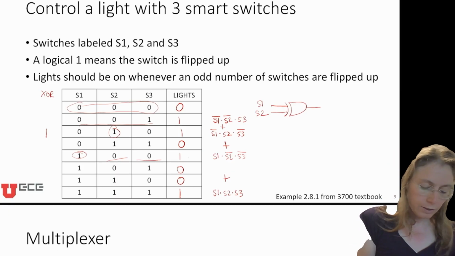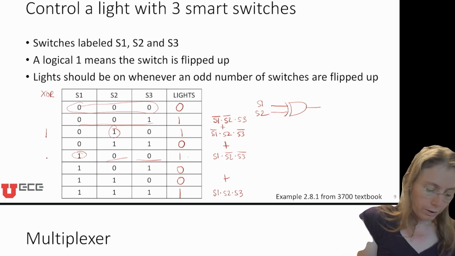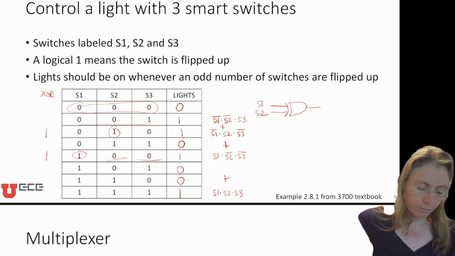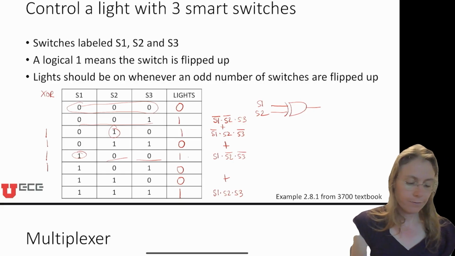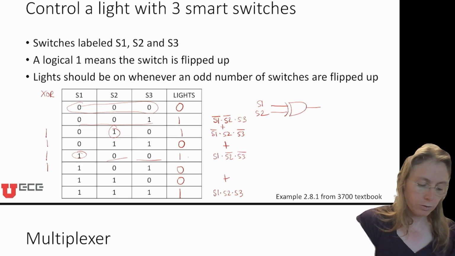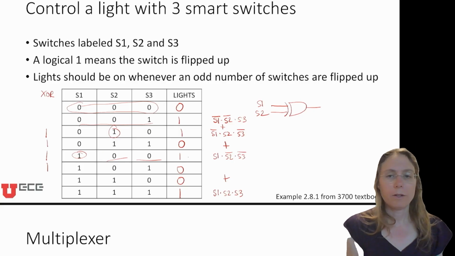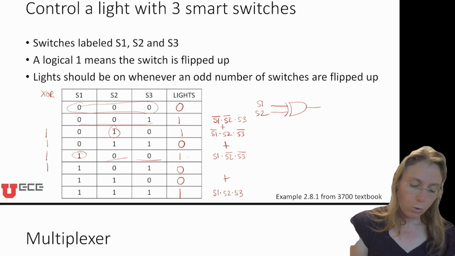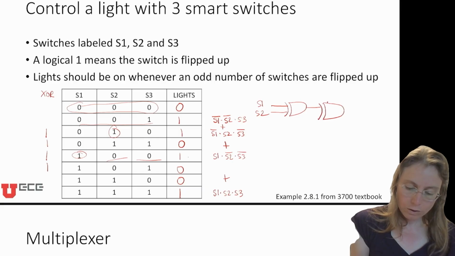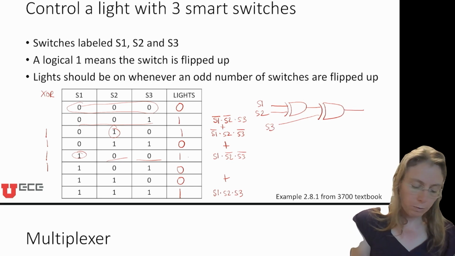So we'll get a 1 in this case. We'll get a 1 in this case. We'll get a 1 in this case. And we'll get a 1 in this case. Right? Because these are the cases where S1 and S2 only have a single one of them that's 1. And then you could imagine if I XORed that again with S3, what would happen?